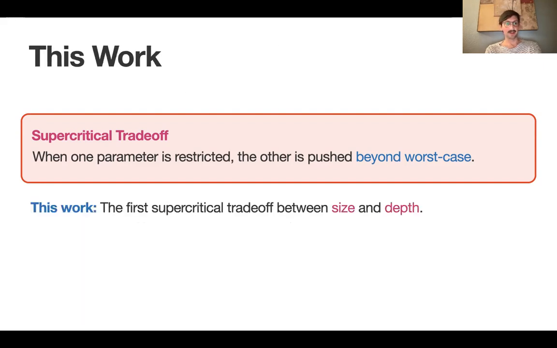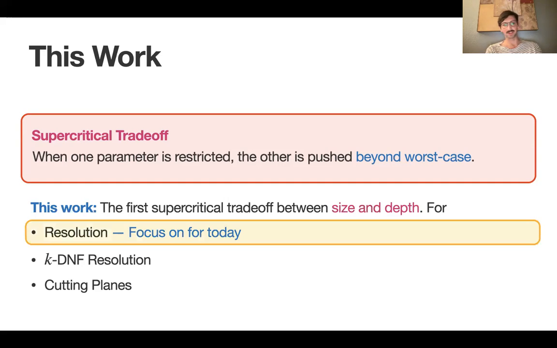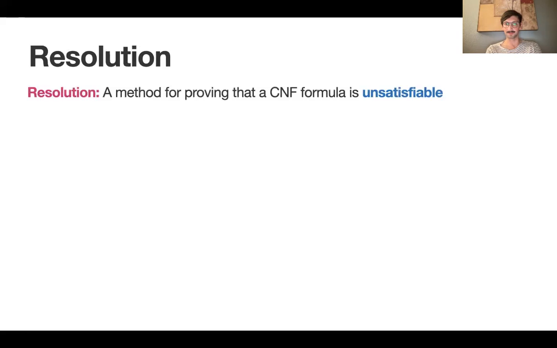Okay, so in this work, we exhibit the first supercritical trade-off between size and the very natural proof parameter depth. I'll motivate depth in a second. And we prove such a trade-off for resolution, k-DNF resolution, as well as cutting planes. For today, I'm just going to focus on the resolution proof system because it's the simplest, and our trade-offs for these other proof systems follow from the trade-off for resolution.